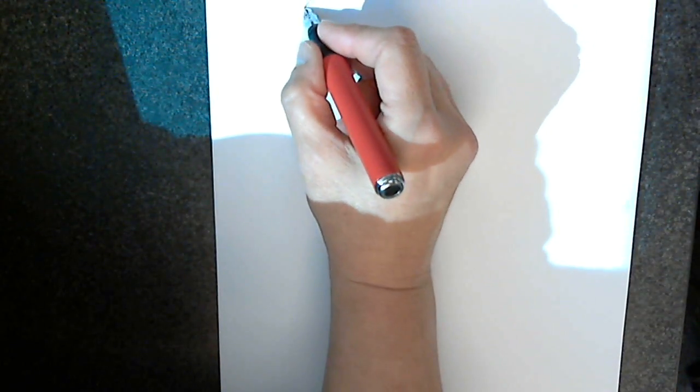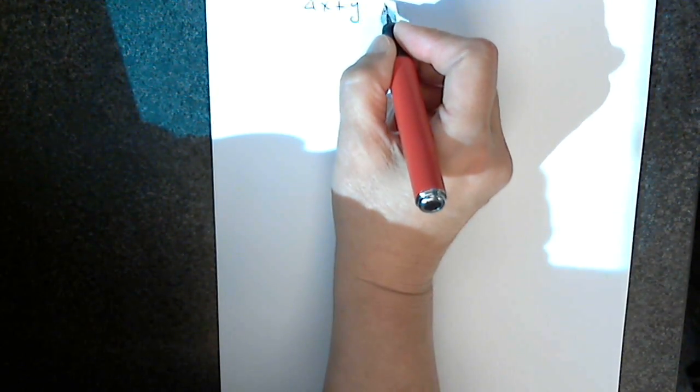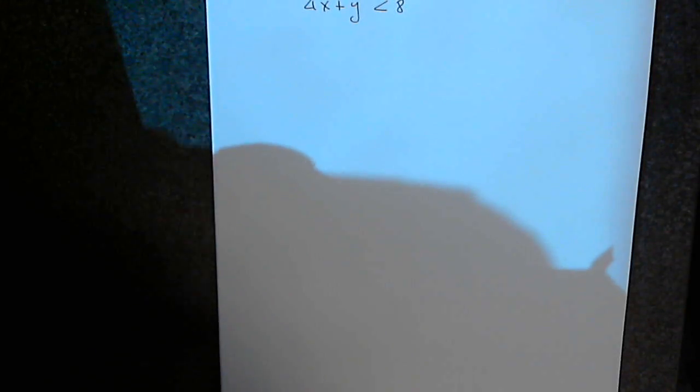Chapter 4, in which we learn how to graph or solve systems of linear inequalities. Okay, so we only looked at one problem, so I'm going to choose another problem now. Let's say number 23 on page 578, in which we have 4x plus y less than 8.